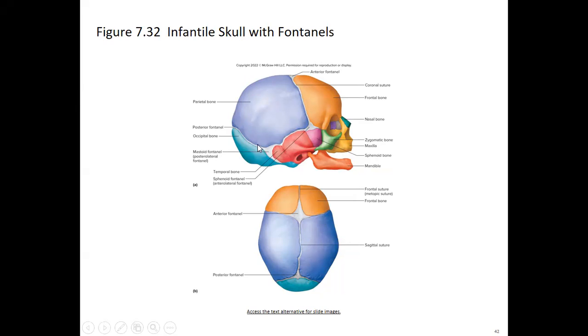You have your posterolateral fontanelle. So it's on the side, but at the back. It's also called the mastoid fontanelle. You need to know both names, mastoid fontanelle and posterolateral fontanelle. Then you have your anterolateral fontanelle, which is also called the sphenoid fontanelle. Again, I need you to know both terms because you will see both throughout as you move forward.